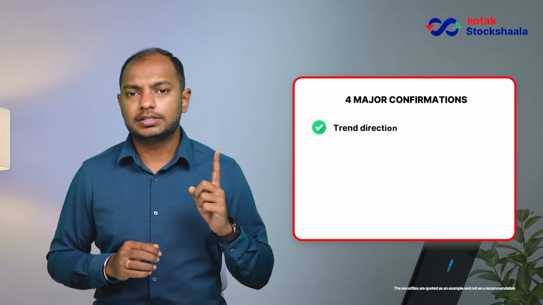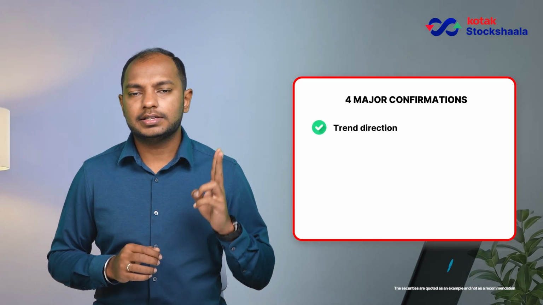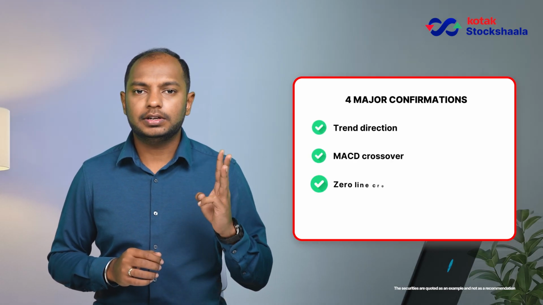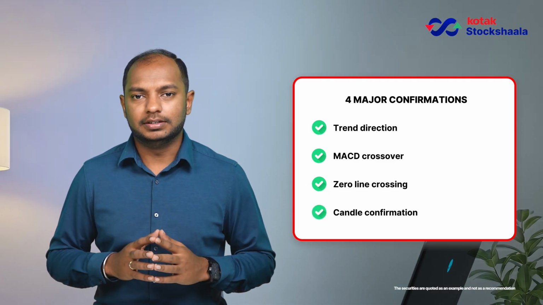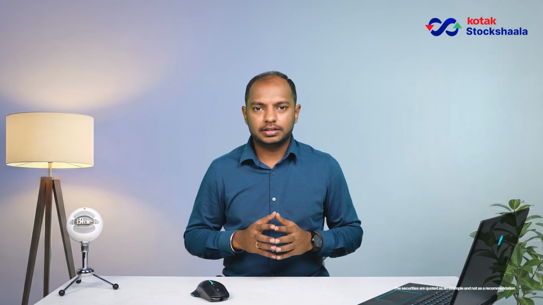The first one is trend direction, the second one is MACD crossover, the third one is the zero line crossing, and the fourth one is the candle confirmation. Whatever I'm going to share next is the main intraday plus swing trading strategy, which means you can use it for intraday as well as swing trading. So let's head to the live charts to understand this strategy better.